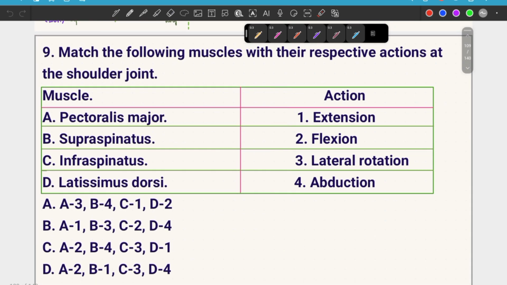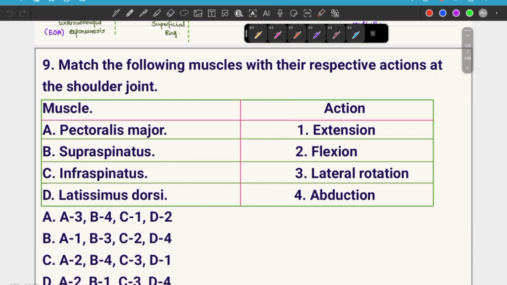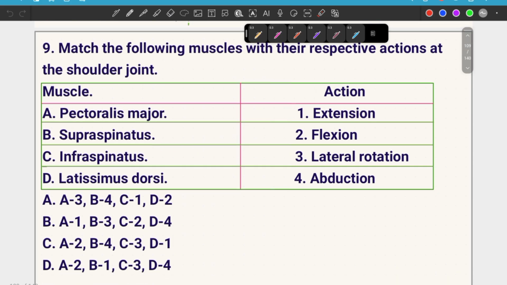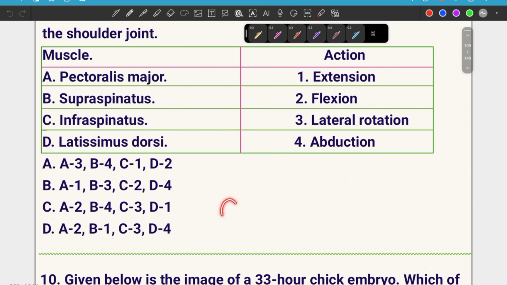Match the following muscles with their respective actions at the shoulder joint. Actually, you have to remember this: pectoralis major and latissimus dorsi almost have the same action, except one action. Pectoralis major helps in flexion, whereas latissimus dorsi helps in extension. The similar action of pectoralis major and latissimus dorsi is adduction of the arm and medial rotation.